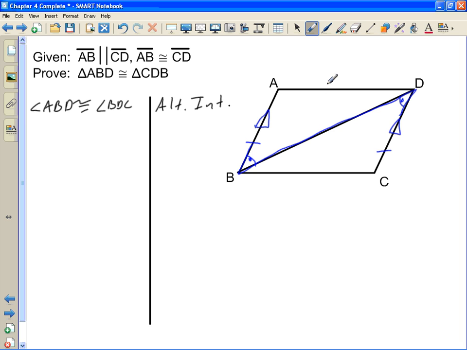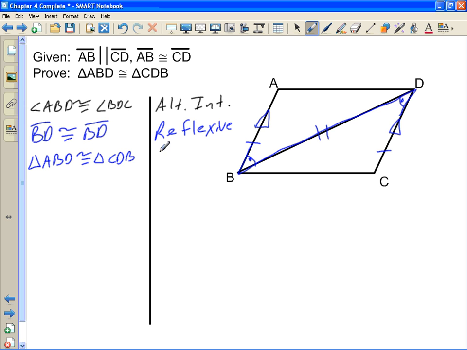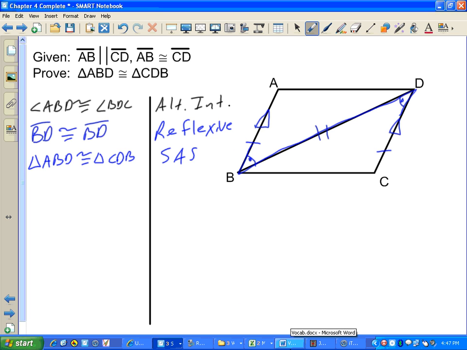Now, I either need two more sides to get side, side, side, or I just need this one side to get side, angle, side. Well, this side's going to be congruent to itself by the reflexive property again. And then I've got the triangles congruent to each other. My side, angle, side. Okay, so that's our first two shortcuts for congruent triangles. The next lesson I'll have two more.